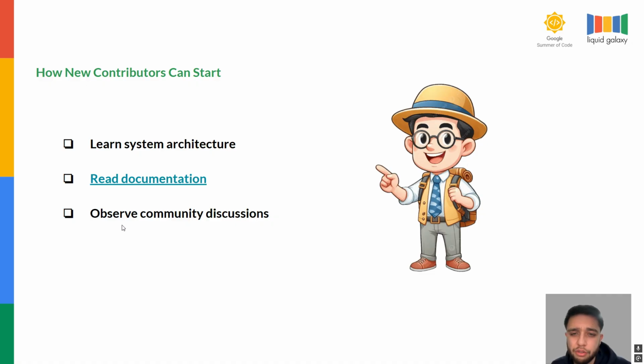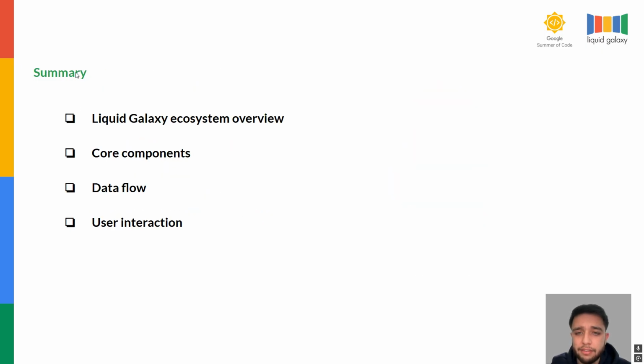Another useful step is to observe community discussions. Since Liquid Galaxy is an open source organization, many experienced contributors discuss issues, solutions, and improvements in the community forums, especially on Discord. Observing these discussions helps beginners to learn real world problem solving approaches. By following these steps, a new contributor can slowly build confidence, understand the system deeply, and start contributing in a meaningful way.